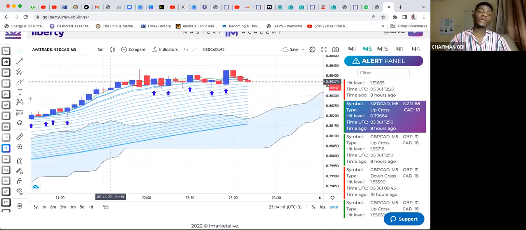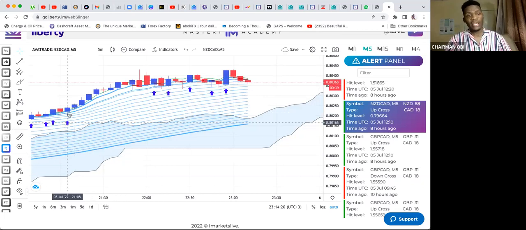So when you enter a trade, you wait for blue candles to open. And when that blue candle opens, let a blue arrow appear.